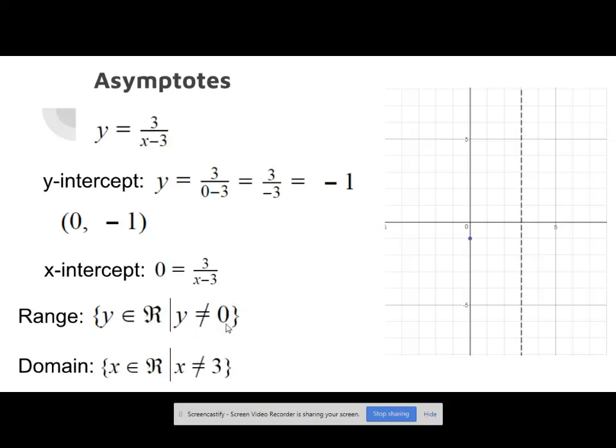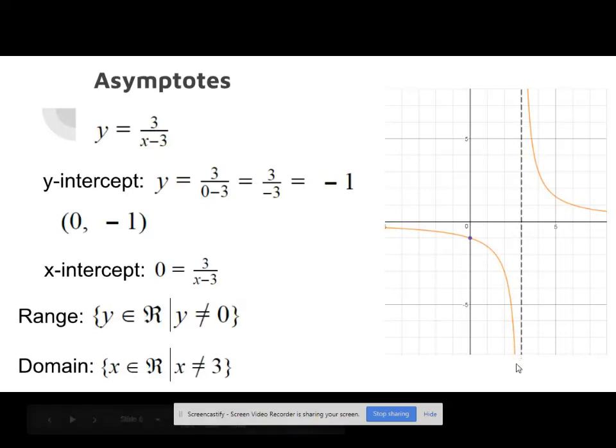We'll talk about that in a little bit. But this is what the graph ends up looking like. You'll notice that as x gets closer and closer to 3, this y value goes to extreme measures, but it doesn't ever quite touch this line. And then it comes out up here.